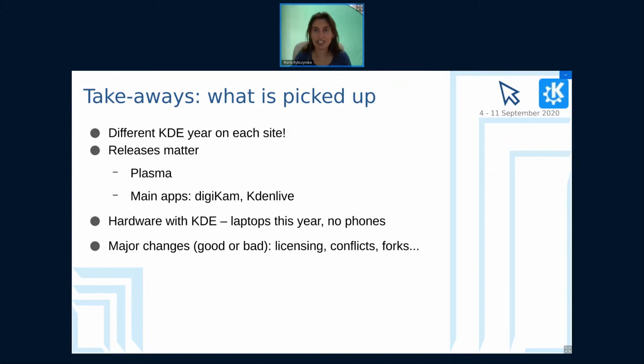The big changes happening in the project, be they good or bad, like licensing changes or licensing issues, or the conflicts happening in the project, like forks. If they happen, they have a big chance to be taken by the news sites.